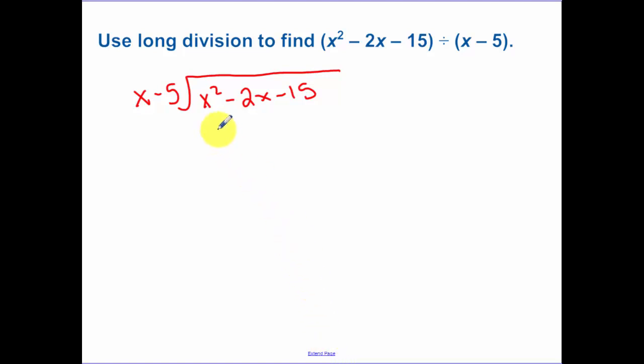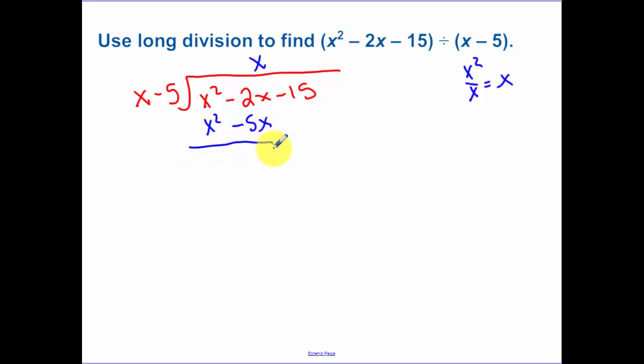Okay, so now, two ways you could think about it. One of them, take x squared divided by x. X squared divided by x. That simplifies to be x. So that goes above my x term. Now you take this x and you multiply it to both the x to get an x squared and to the negative 5.